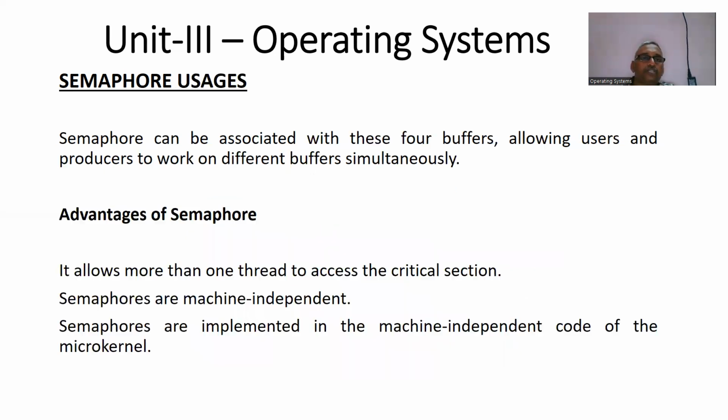Next, semaphore usage. We can separate the 4 KB buffer into 4 buffers of 1 KB. Semaphores can be associated with these 4 buffers, allowing the consumer and the producer to work on different buffers simultaneously.